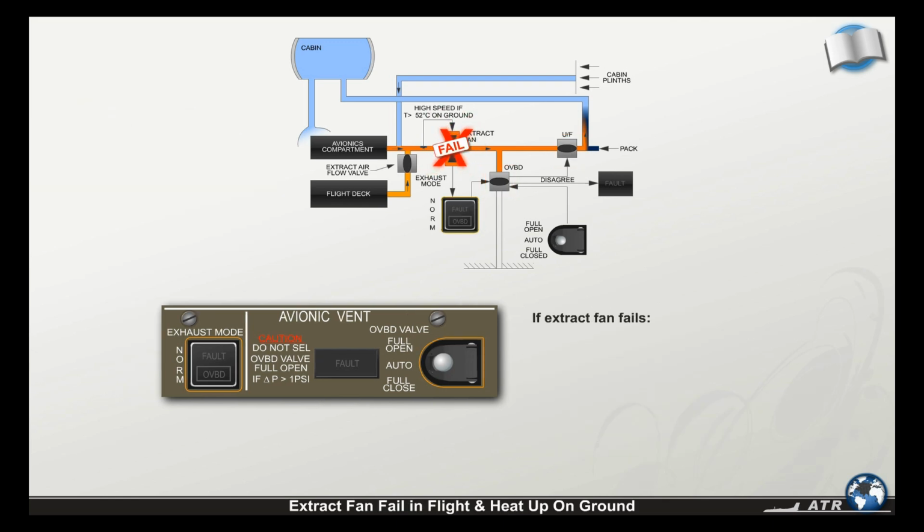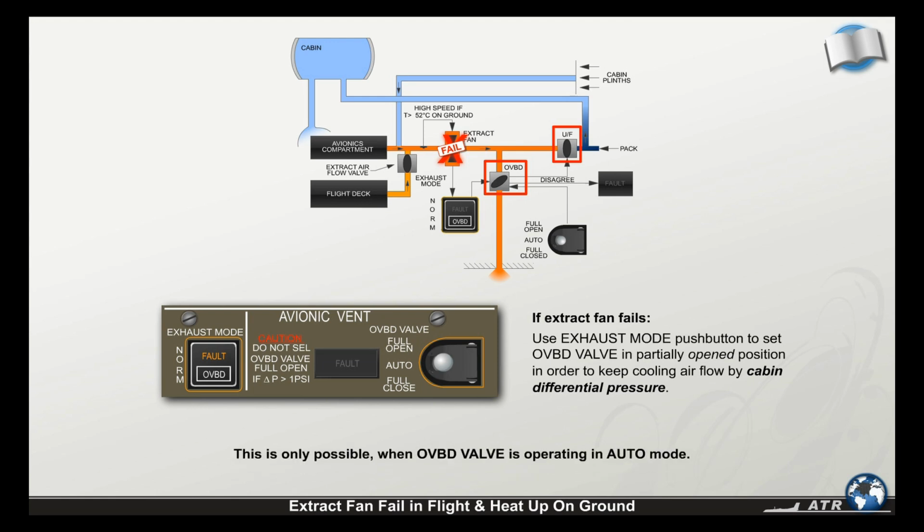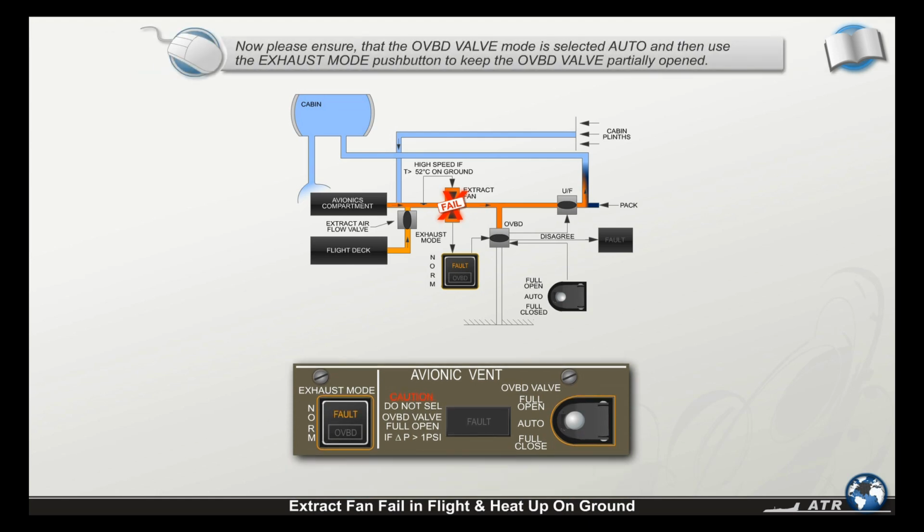In flight only, if the extract fan fails, you may use the exhaust mode push button to set the overboard valve in a partially open position in order to provide cooling airflow by cabin differential pressure. This is only possible when the overboard valve is operating in the automatic mode. At this point, let's assume you're in flight and the extraction fan fails. Now, if the overboard valve mode is selected to automatic mode, you can then use the exhaust mode push button to keep the overboard valve partially opened.